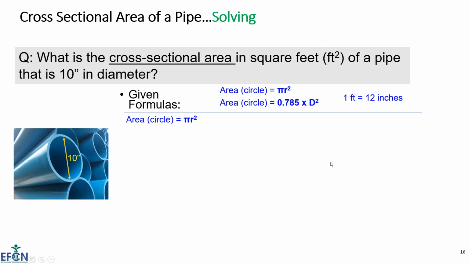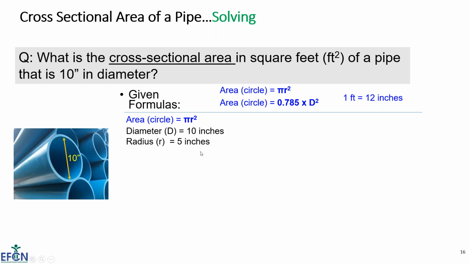And the question is, what is the cross-sectional area in square feet of a pipe that measures 10 inches in diameter? So I have drawn a sketch here, and I've put in my units as 10 inches, my diameter. Now, looking at it, I already know that that is the diameter. So I want to write it down. What I'm going to use is the radius. So half of 10 inches is 5 inches.